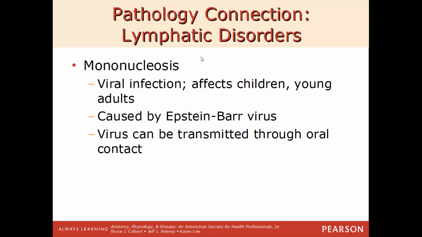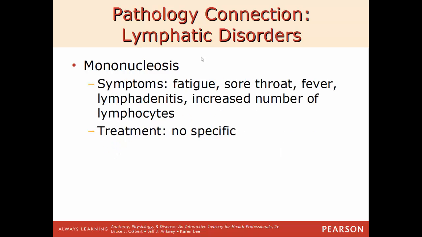Mononucleosis, also known as the kissing disease. This is a viral infection. It can infect children and also young adults. It's caused by the Epstein-Barr virus. The virus is transmitted through oral contact, which is why it's called the kissing disease. Some common symptoms: sore throat, fatigue, fever, increased number of lymphocytes, lymphadenitis. And for treatments, there is no specific treatment to treat mono.